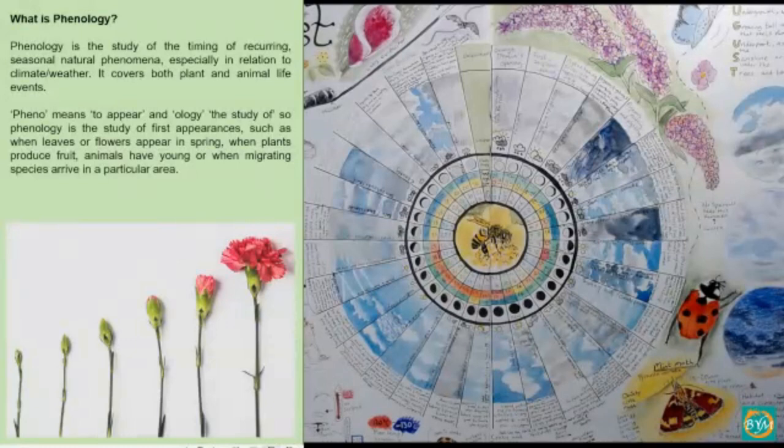So you can cover lots of different things in your phenology wheel, depending on your own interests. And generally, it will have some kind of weather or climate aspect to it as well. It shows a progression of time.